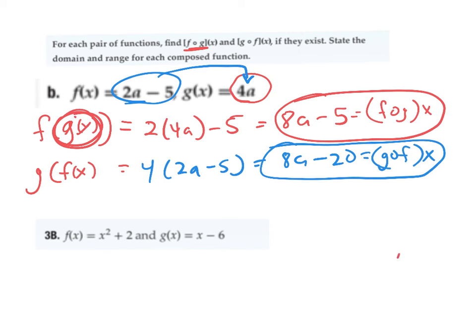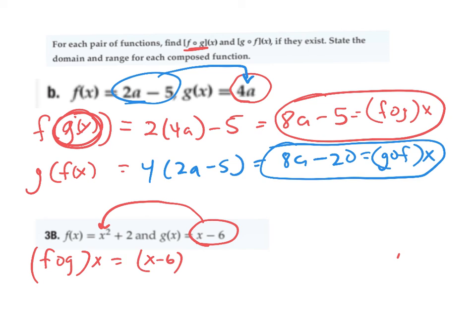So let's do this one again. This one is going to be the F∘G. I'm going to substitute the G function everywhere I see the X. So I see X squared, so X minus 6 goes in where the X squared is, plus 2. If we simplify that, that's FOIL. So that's X squared minus 12X plus 36 plus 2. And if we simplify that, that's X squared minus 12X plus 38. So that is the F∘G.